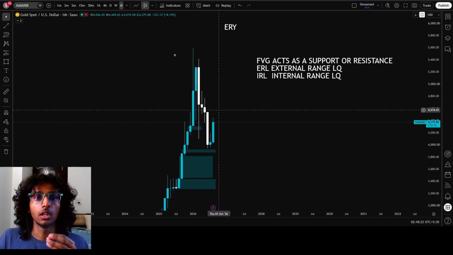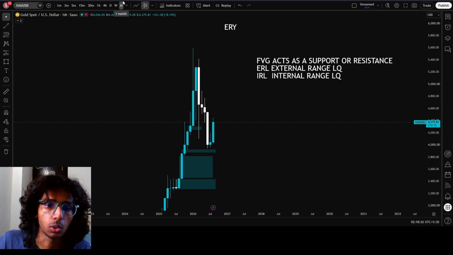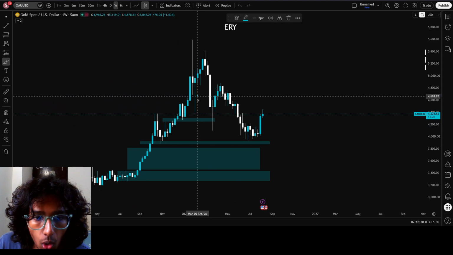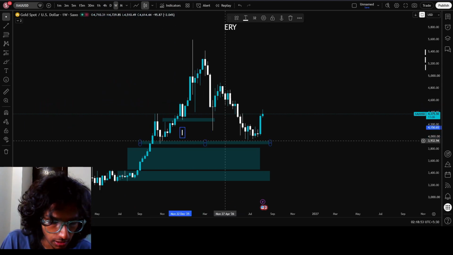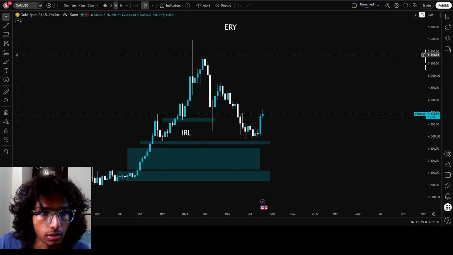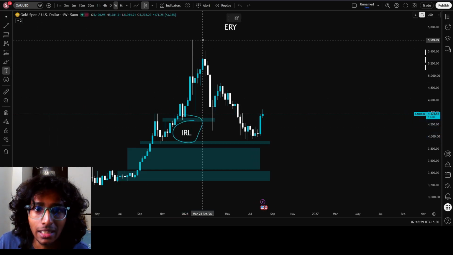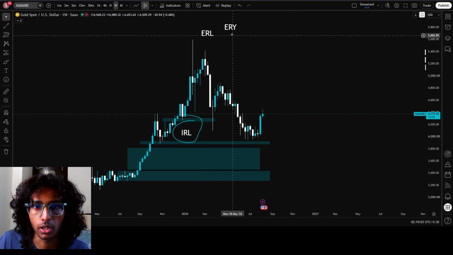Okay, it's on monthly. What will happen on the weekly? Let's go, let's find out when it touches. So weekly. You remember, these are all the internal liquidities, IRL. Circle it. And where is the ERL? Over here. ERL, external liquidity, over here.